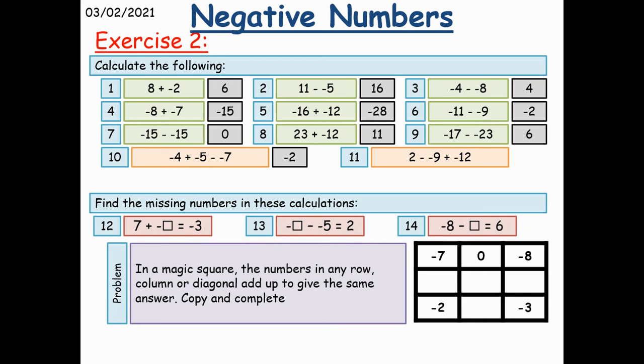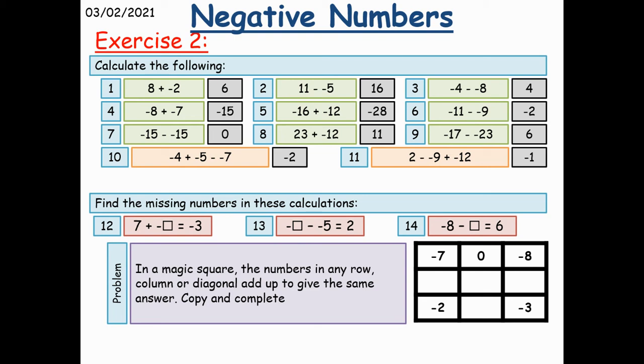Again, just rewrite it, just change the signs. So 2 minus 9 becomes 2 plus 9, which is 11. And then 11, there's a plus minus 12, plus and a minus becomes a minus. So it would be 11 minus 12. 11 minus 12 will just be -1.